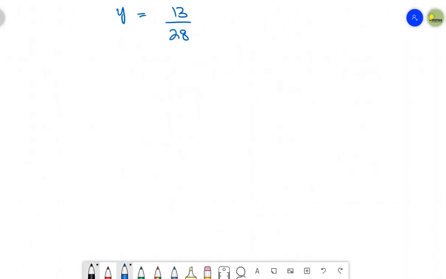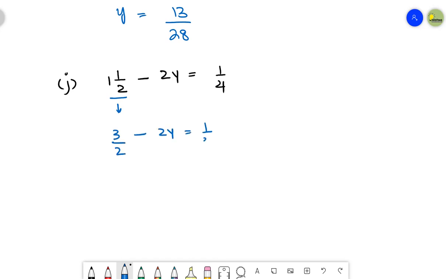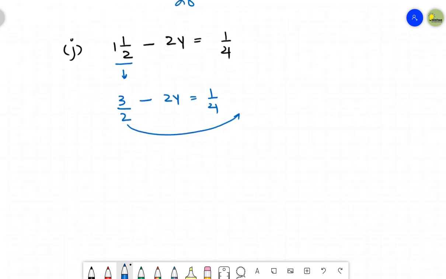Now let's do the last part. In the last part again I am having fractional values. 1 and 1 upon 2 minus 2y equals 1 upon 4. Again, first of all convert it into a proper fraction. 2 ones are 2, 2 plus 1 is 3 upon 2, minus 2y equals 1 upon 4. Now we need to shift this number to the other side of the equation, because this number does not have y within it. So minus 2y remains over here.